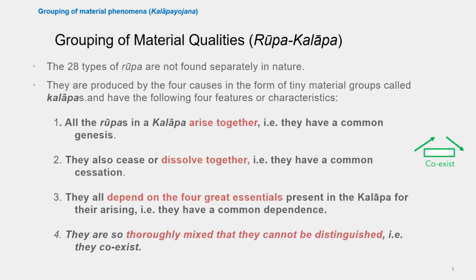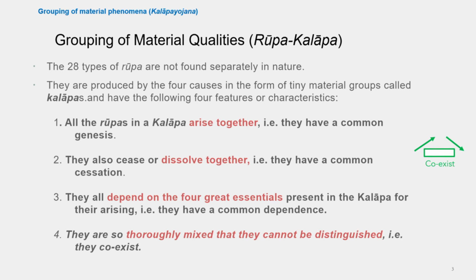They all depend on the four great essentials present in the Kalapa for their arising. They have a common dependence. The four great essentials, the four Mahabhutas. You need the four Mahabhutas to be present before all these Kalapas can start forming. So the four great essentials are a must, the base of it.